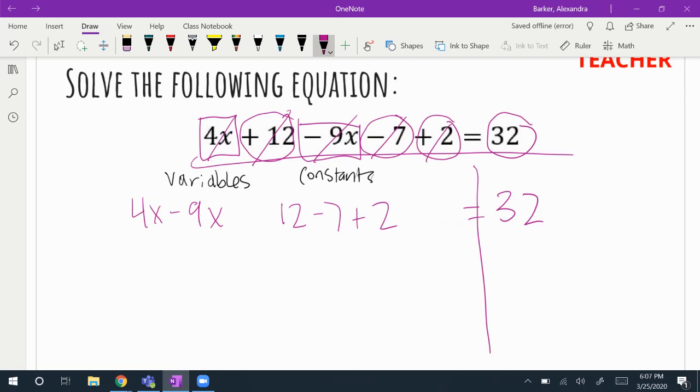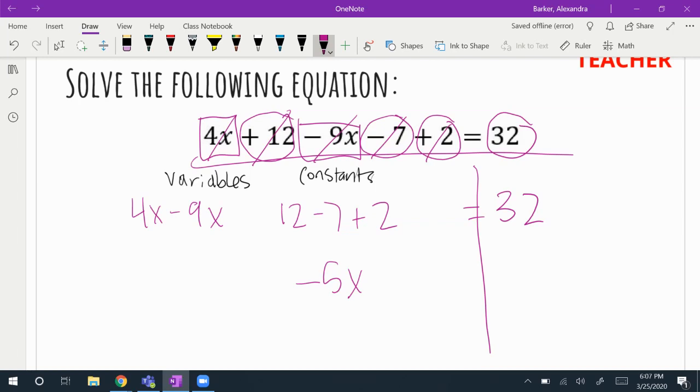All right, 4x minus 9x. What is 4x minus 9x? Well, if you put that in your calculator or you do it in your head, you should end up with negative 5x. Now I need to combine my constants together. 12 minus 7 plus 2. Nice thing about a calculator is you can just throw that into your calculator. You can also count it out if you would like to.